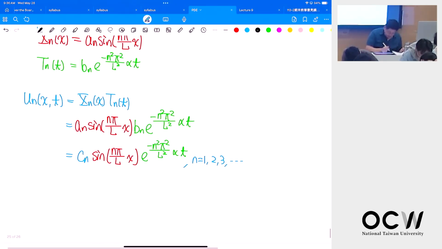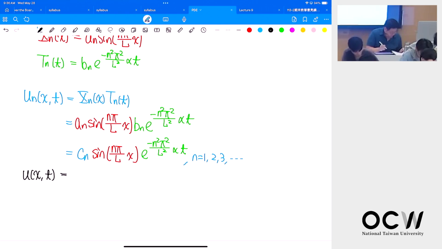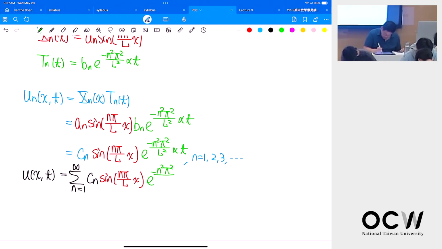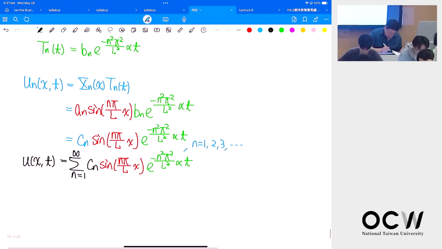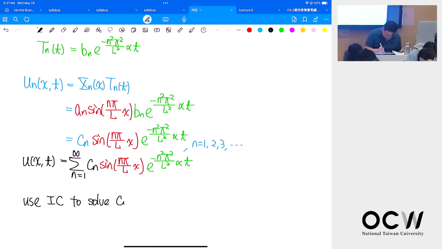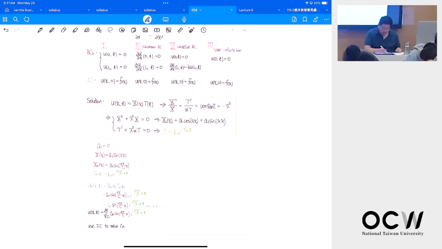So finally, your solution is a linear combination of your un. So Cn sine n pi over L x times exponential, and then we can use the initial condition to solve the coefficient Cn. That is for the first one. Okay, the boundary conditions are all zeros.